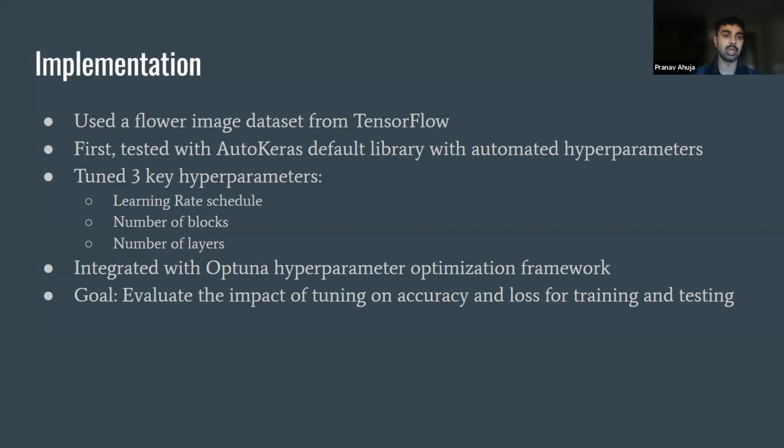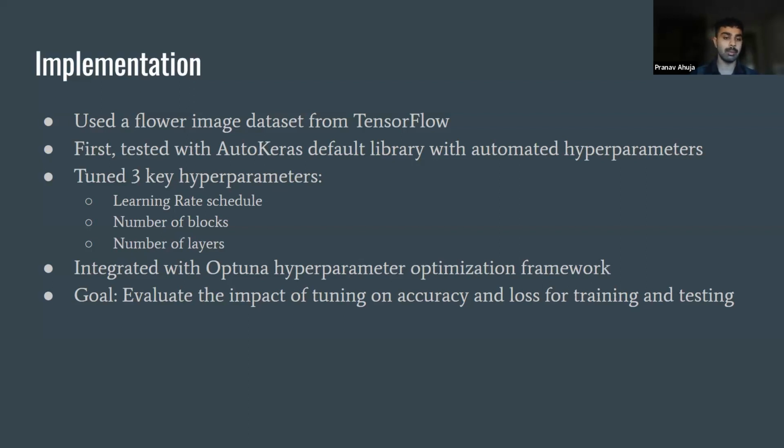I then start tuning three key hyperparameters. The first hyperparameter is a learning rate schedule, which controls the model's learning speed. The second hyperparameter is a number of blocks, which impacts the model's complexity. And the third and last hyperparameter is a number of layers, which determines the model's depth. I tune these hyperparameters by using Optuna, which is an existing external hyperparameter optimization framework.